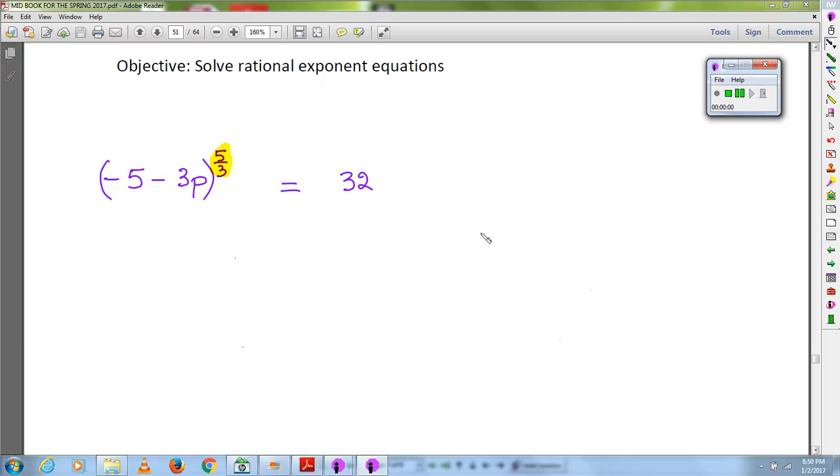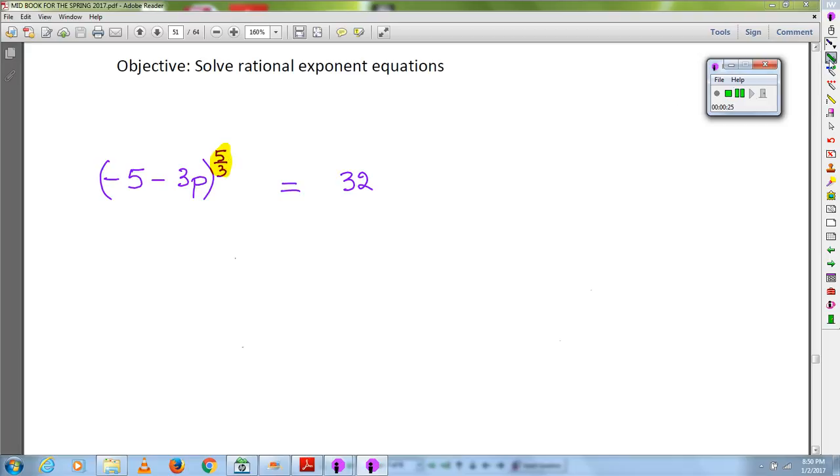The objective for this video is to solve rational exponent equations. A rational exponent equation is an equation where your exponent is a fraction. You can see right here the exponent is 5/3.